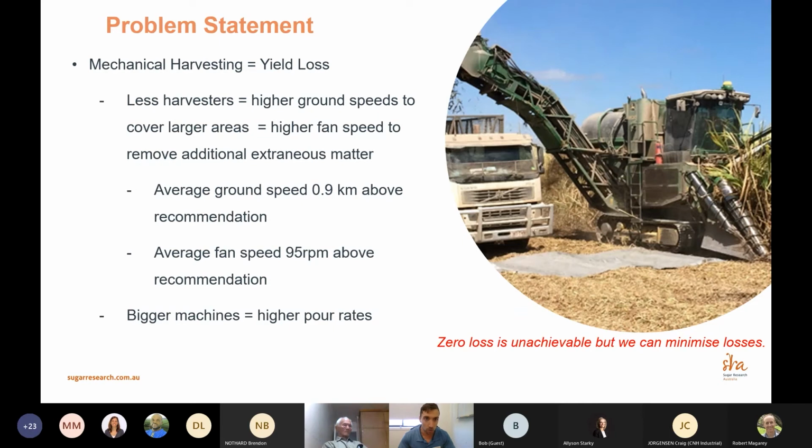viable. So the current issue in the Australian sugarcane industry is that there is a decline in harvesters. So obviously groups are getting larger and larger and there are fewer operators or fewer contractors in the industry. In doing so, we've identified that there's obviously high ground speed to cover that area, in turn leading to higher flow rate, and ultimately with the higher flow rate leading to a higher fan speed.